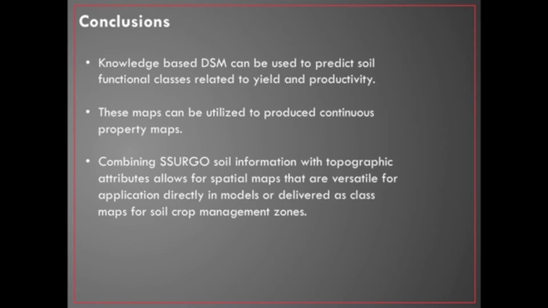Conclusions are that we can use this knowledge-based approach to predict functional classes related to yield and productivity, and that these maps can be used to produce continuous property estimates that can be used to feed models and inform decisions. Okay, so future work, where we're going.